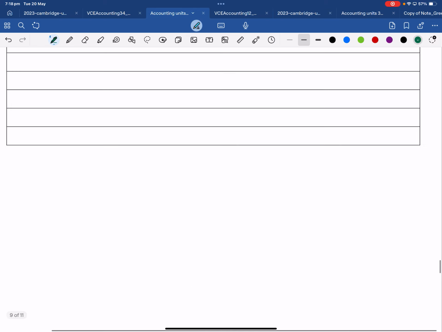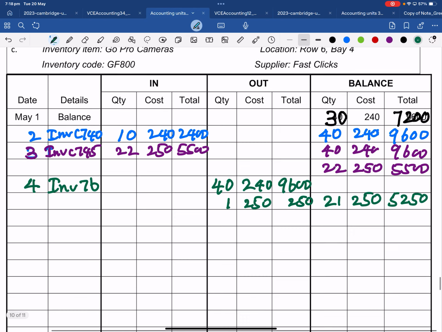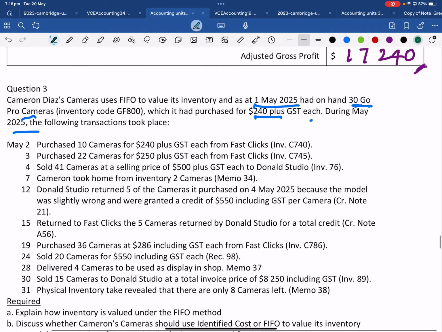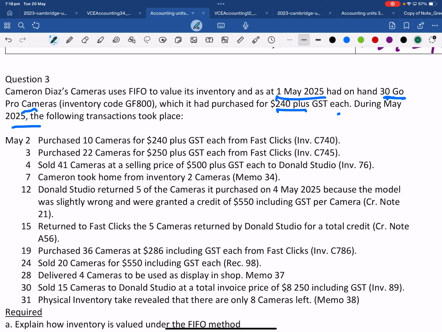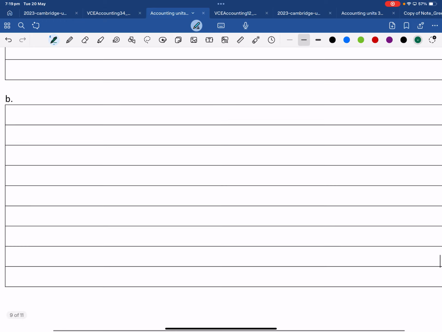Okay. Any questions with that? All right. Now we go to the 7th. Cameron DS. Yes. Taking 2 cameras home. Right. 2 cameras taking home.